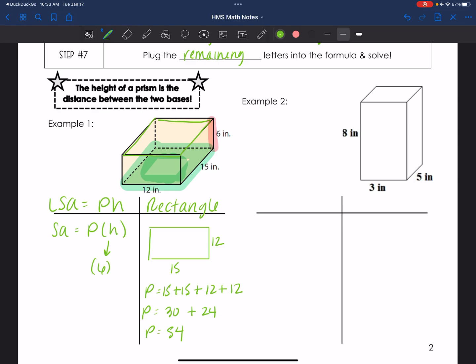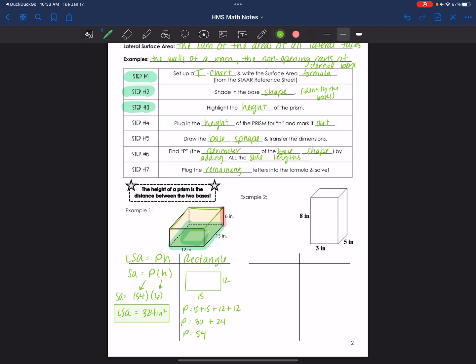Now, plugging that in to my formula. So 54 times 6, plug it into your calculator. The lateral surface area equals 324 inches squared. This is area, therefore you should have dimensions squared. Okay. That was pretty easy, right?